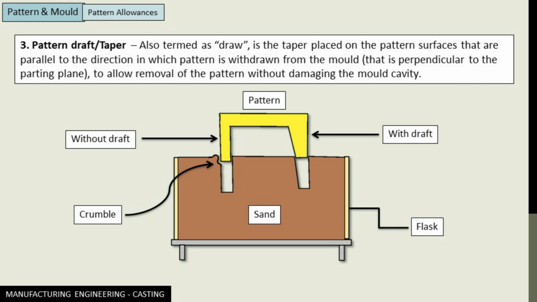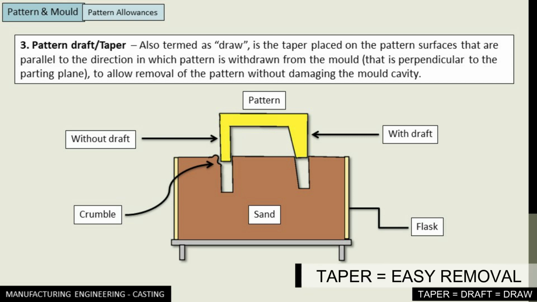And hence a taper is placed on the pattern surfaces that are parallel to the direction in which the pattern is withdrawn from the mold. The withdrawing tendency of the pattern from the mold is perpendicular to the parting line and the parting plane. If taper is not there, the removal of the pattern would definitely damage the mold cavity.